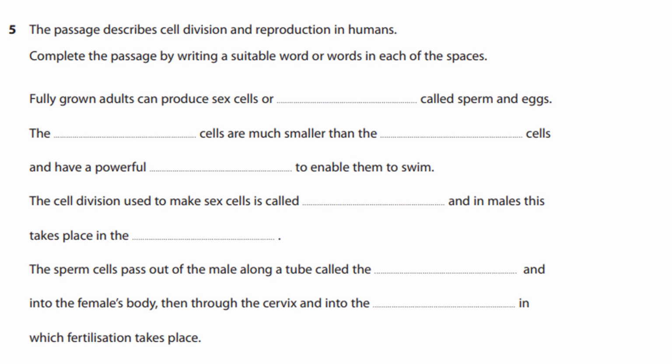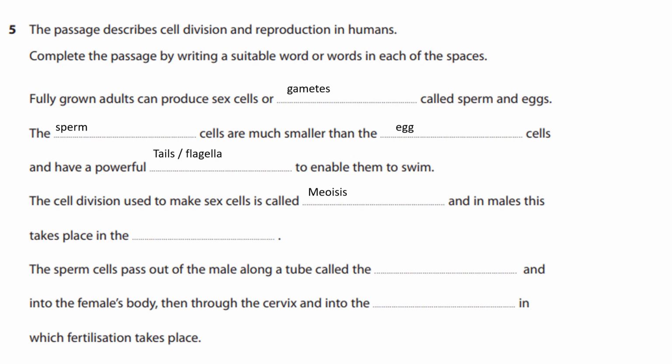So you've got to complete the passage by filling in the words. Fully grown adults can produce sex cells, or another name for sex cells, gametes, called sperm and eggs. The sperm cells are much smaller than the egg cells, and have powerful tails to enable them to swim. Sperm have tails or flagella. The cell division used to make sex cells is called meiosis.